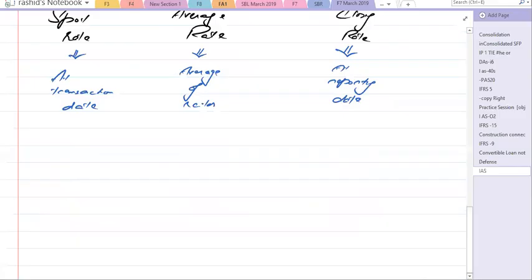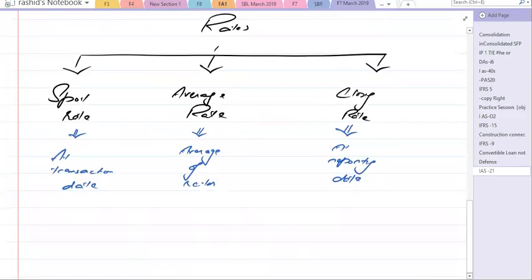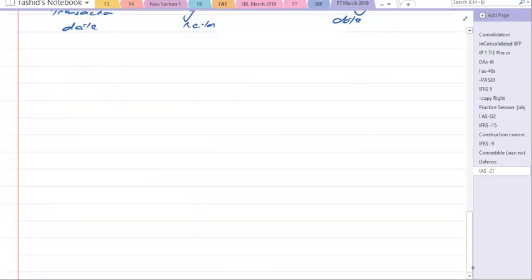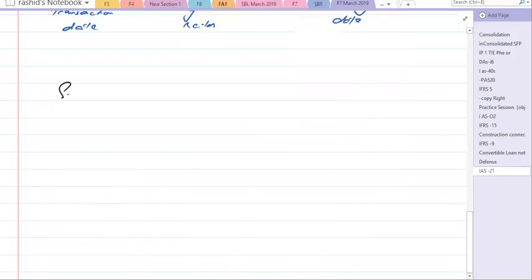So initially, you're going to use the spot rate, the transaction rate, or the average rate if the average rate is not materially different. So IAS 21 defines that monetary as well as non-monetary items should be initially translated using spot rate or average rate if not materially different. So this is what I was saying about the rates. Now, settlement.